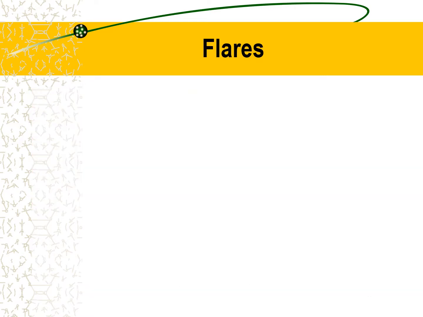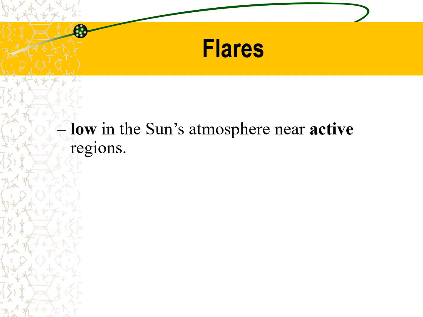Okay, the next thing we're going to talk about is flares, and this is the last item. A flare is in the lower sun's atmosphere, and this occurs near those active regions. The active regions are magnetic fields. When those magnetic fields get twisted up, it produces an enormous amount of energy.